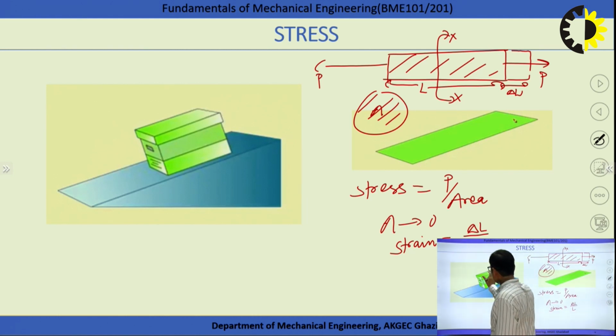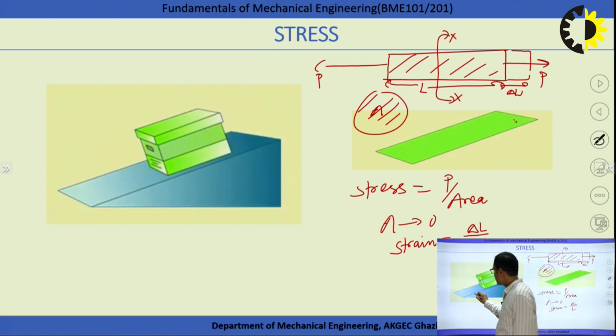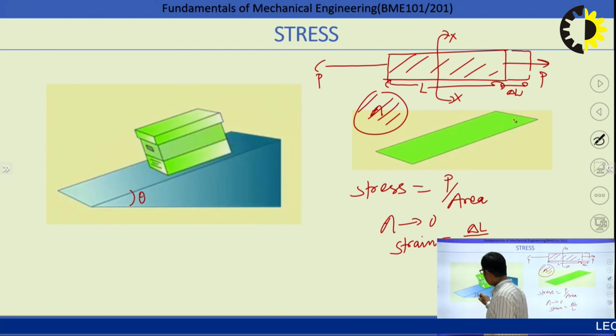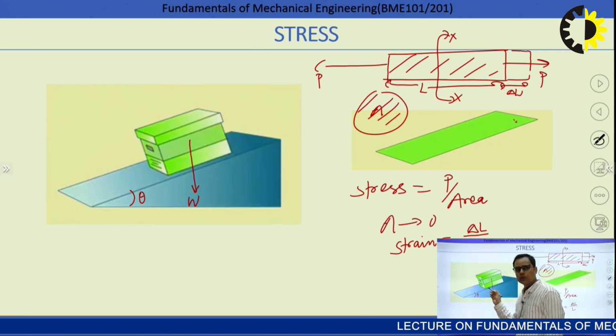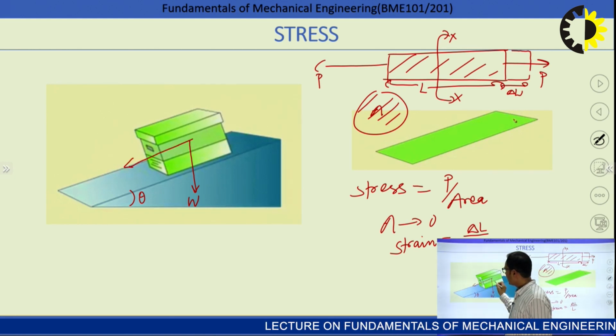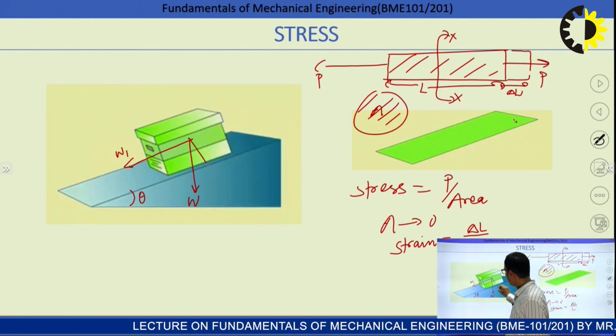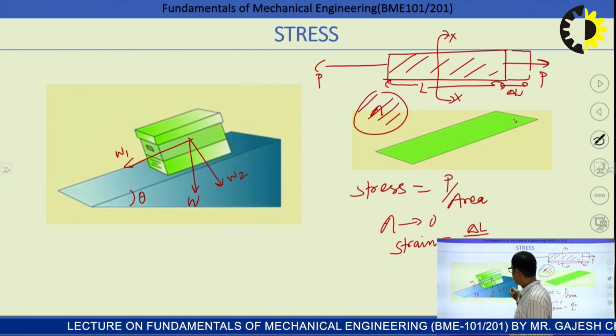In this example, there are some books kept on an inclined plane. Suppose the inclination of this plane is theta, and the weight of the book is W. This W will act in the downward direction, and everyone knows that the weight has two components. Suppose this component is W1 and this component is W2, right?